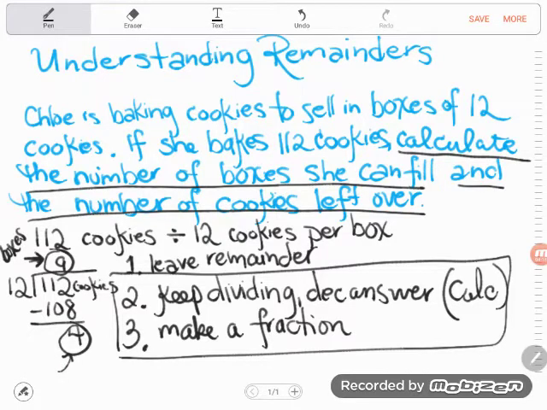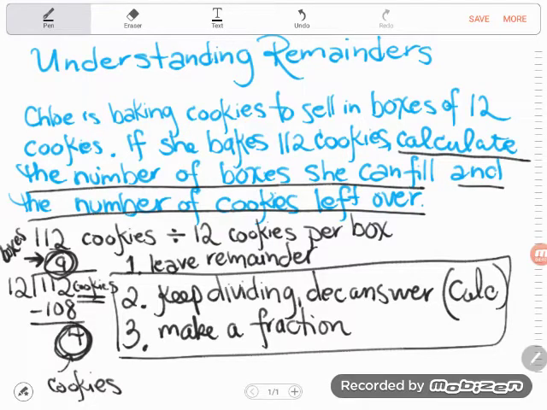So since I haven't used it, I haven't actually done division on it yet, it is still going to remain as a cookie. Those were 112 cookies. Right now I have 4 cookies left over. So this remainder here is how many cookies I have left over that I haven't used up. So what does this math here tell me? This math tells me that I would have 9 total boxes with 4 cookies left over.